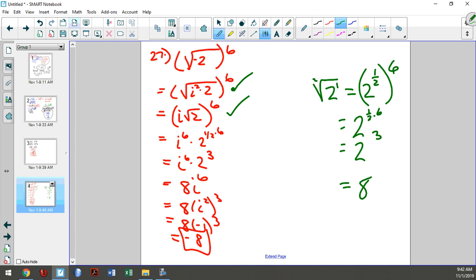Yes, because the power on the inside, on the 2, is a 1. You don't see it, but it's understood to be a 1. And the radicand on the inside of this root is a 2. So that's a square root. You don't see it, but you know that it's a 2, because all the other numbers would be cube root. You would see the 3, you would see the 4, you would see the 6. You with me? So that's going to make that 1 over 2, and I'm going to multiply those exponents to give me 2 cubed.